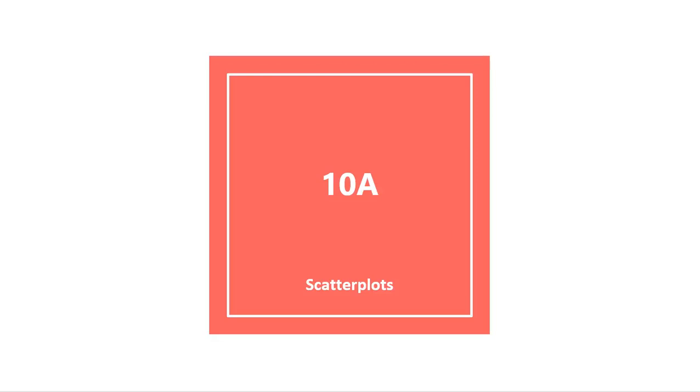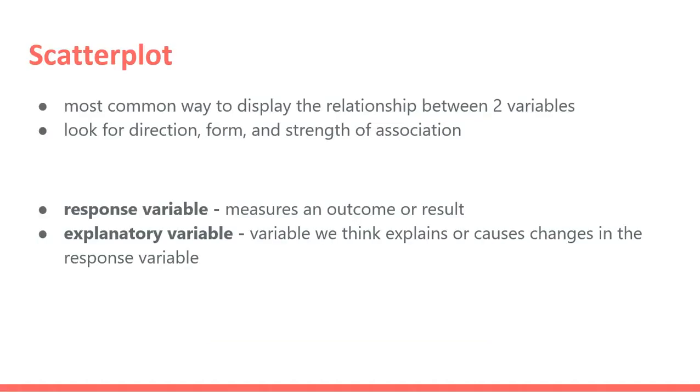Okay, lesson 10A, we're going to look at an introduction to scatterplots. So these are things that you have seen before, probably in Algebra 1 and Algebra 2. It is a way to display the relationship between two variables. We're going to talk about describing the direction, form, and strength of association. I'll go into detail on those in a second.